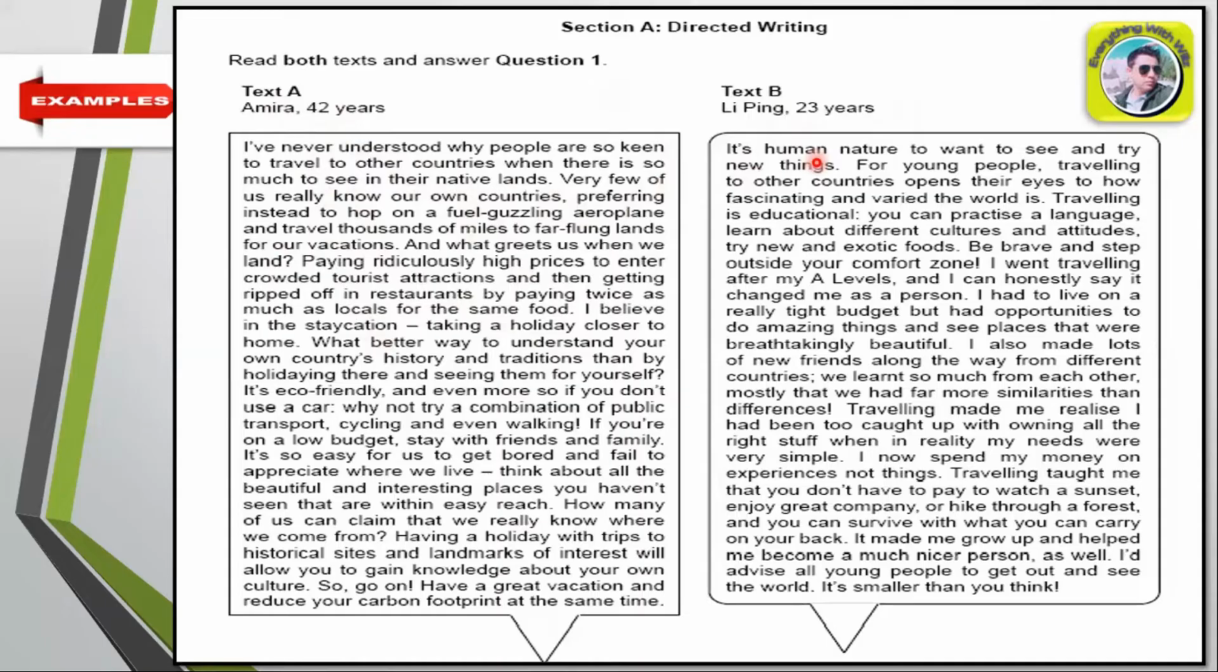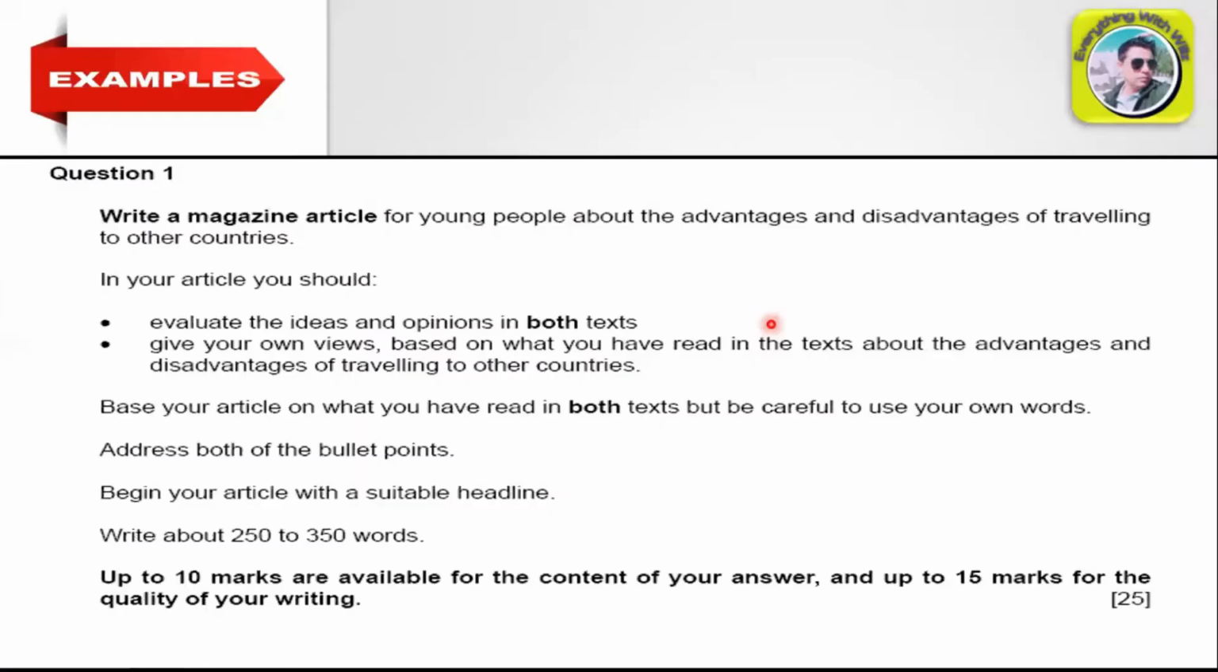So it has become super easy now for the candidate to write whatever he or she has been asked: article, report, letter, email, speech, whatever. It is very easy now because you can take the information from these two texts or one text that will be given by the examiner. You can read, underline, and take out the important information, all the advantages and all the disadvantages of traveling to other countries, and then use it in your own words. So it has become super easy now.